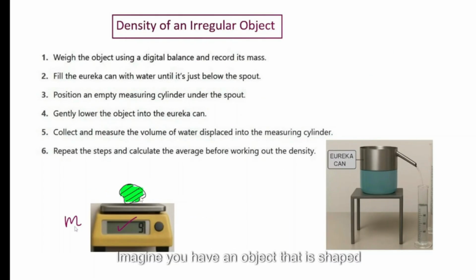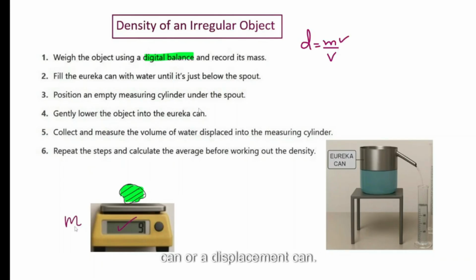Imagine you have an object that is shaped like this. Finding the mass is easy. All you need to use is a top pan balance and record the mass. Density equals mass over volume. To find the volume, you need to use what we call a eureka can or a displacement can. So first you need to get an empty eureka can. When you fill water, it will only go up to this level, only because any excess water will obviously flow out.